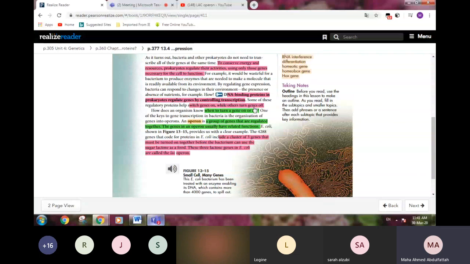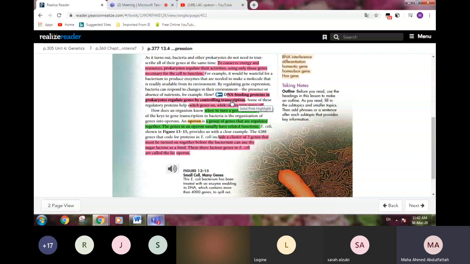So how are genes turned on and off? By a type of binding proteins, by proteins that regulate the genes by controlling transcription. What is transcription? As we have said just before, it is when a segment of DNA is copied, or transcribed, into a messenger RNA.